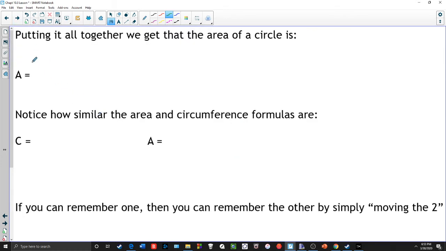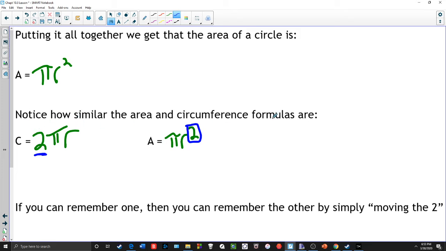And if you notice, it's very similar to that of circumference. So area, remember, is pi r squared, and circumference was simply 2 pi r. If you look closely at these formulas, they're very similar. They use all the same numbers. It's just that in area, the 2 is the square, whereas in circumference, the 2 is just the multiplier. So if you can remember one of them, you can remember the other just by moving the 2 to the appropriate spot, either moving the 2 down to make it circumference or moving the 2 up to make it area.